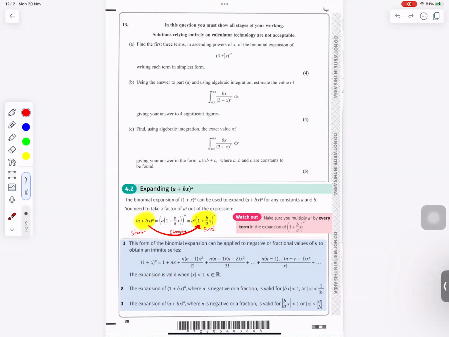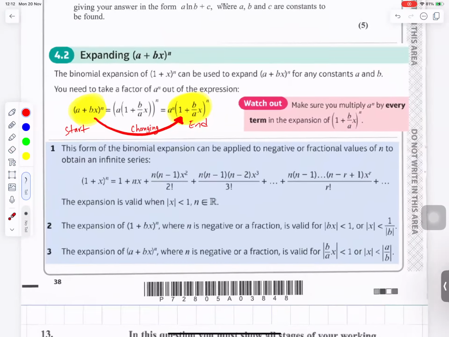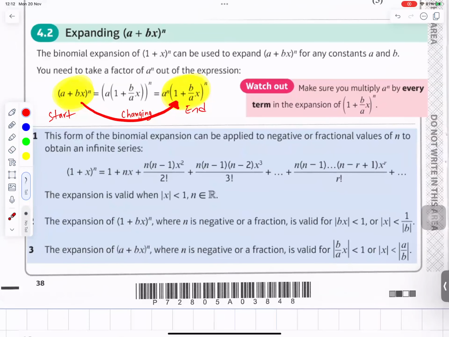Question number 13. It wants us to expand the first 3 terms. Before we do the binomial expansion of that, we have to arrange it in a way that we can expand it. So I've got a formula put down there for you to see. This is where we start in the yellow there. This is where we end. That's just to change it to this form before we start to expand.